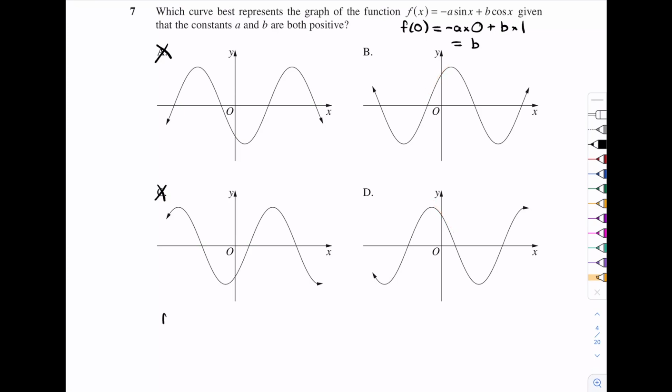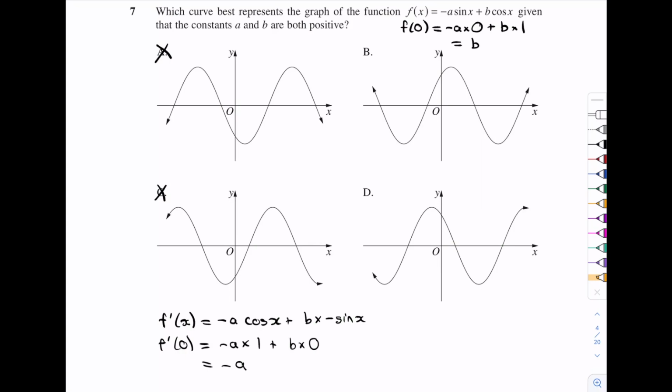So differentiating, f dash of x gives us minus a times cos x plus b times, that should be minus sine x. And now I want to plug in 0, so f dash of 0, to tell me what the gradient is at x equal to 0. In other words, what's the gradient at the y-intercept? So we get minus a times cos of 0, which is 1, plus b times negative sine 0. Well, sine 0 is 0, so negative sine 0 is also 0. And so I end up with minus a.